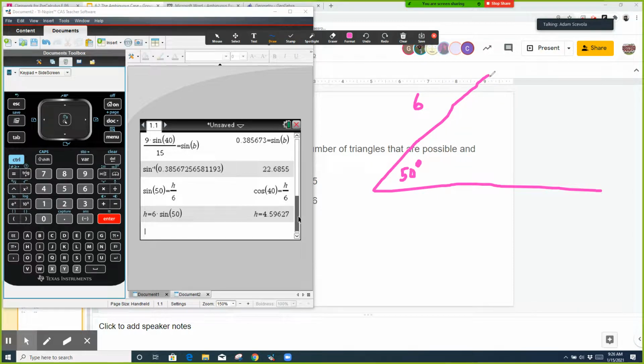Now we know that we can make a triangle like this, where this side is 5. Or we can make a different triangle where this side is 6, this side is 5, and this angle is 50. It's not perfect, but pretty close.